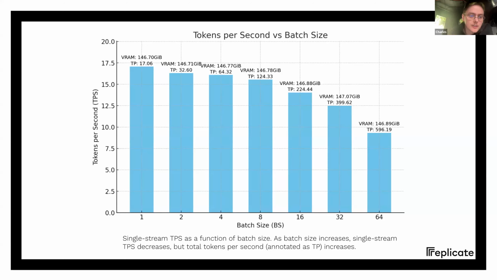Yeah, I guess I'm not saying that you can just take your single stream tokens per second, multiply it by your batch size, and scale out to infinity. I'm saying you measure total tokens per second and divide by batch size to get single streams. Yep, totally.